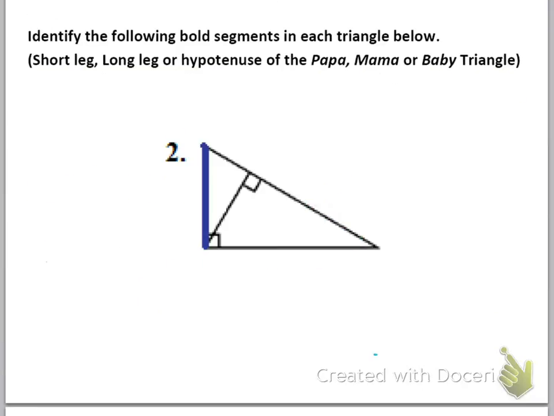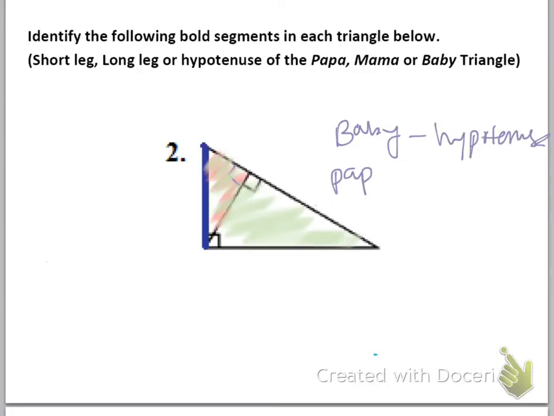So my next one, if I highlight, looks like it's a side of baby. And that is sitting across from my right angle, so it would be the hypotenuse of baby. But does it touch any other side? If I turn my highlighter, it also touches the big triangle side, so papa. And it is the short leg on papa.